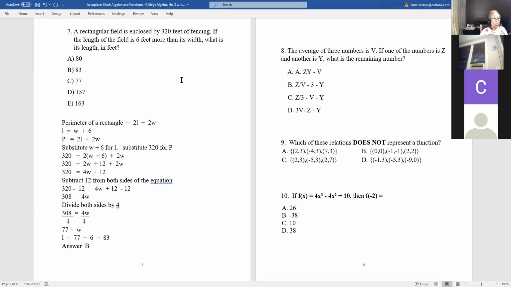And if it were a square, it would just be 4 times the length of a side, because all the sides are equal and there are 4 sides for a square. Just like there are 4 sides for a rectangle. 2 lengths where the lengths are the same, and 2 widths where the widths are the same.